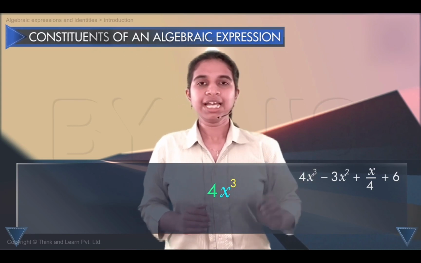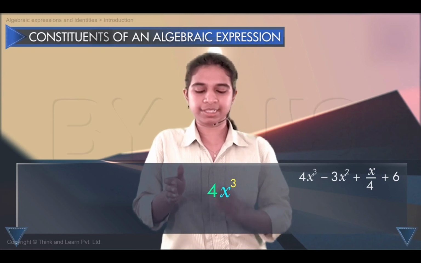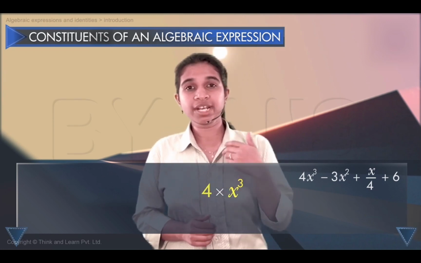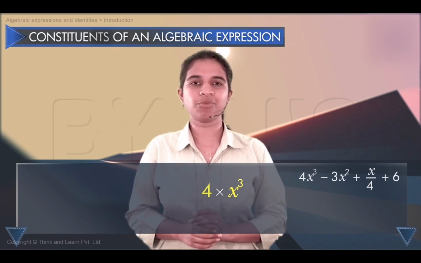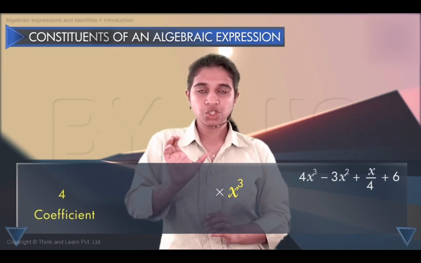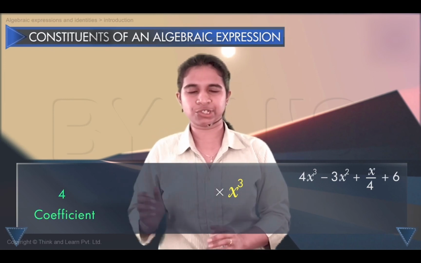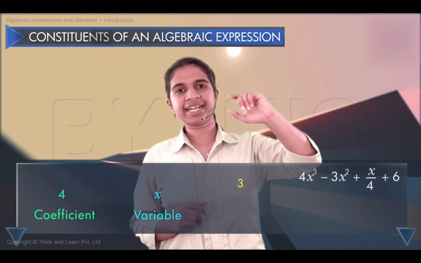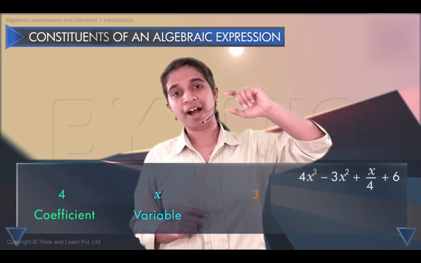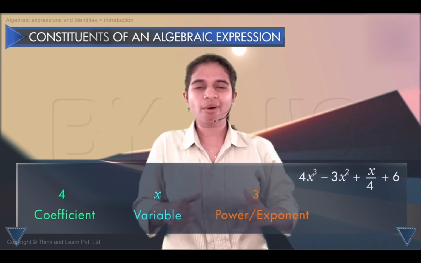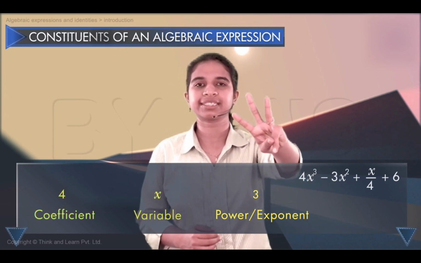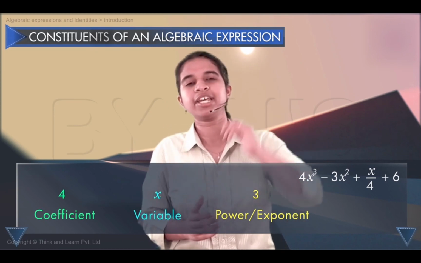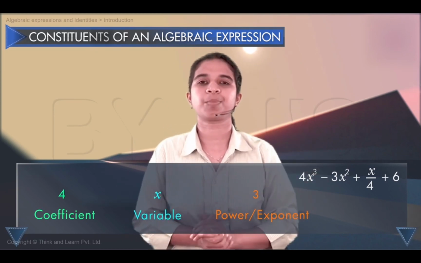So we call this a variable. The number that you have along with the variable, this is 4 multiplied by x. 4x is nothing but 4 multiplied by x. So the number which is multiplied with a variable, we call the coefficient. So the 4 in this case is the coefficient. x is the variable, 4 is the coefficient. And this 3, x is raised to 3, that is the power or the exponent of x. So every term will have just these 3 things. It will have a coefficient, which is multiplied by a variable, and the variable will be raised to some exponent or power.